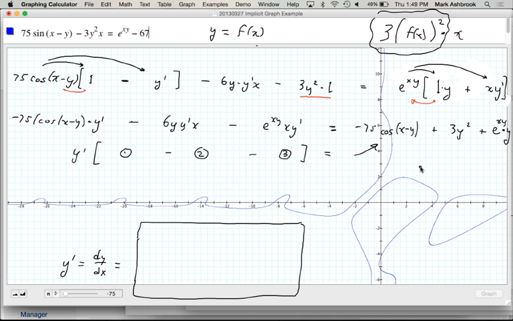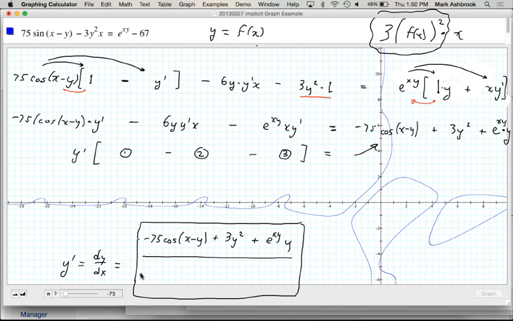And to solve for y prime, we're going to do what? Divide, right? This is multiplies, so we're going to divide by everything in this bracket. So in the numerator here, we're going to have this right side. And the denominator is going to be what's in that bracket, which is what I get from here when I factor out the y prime.